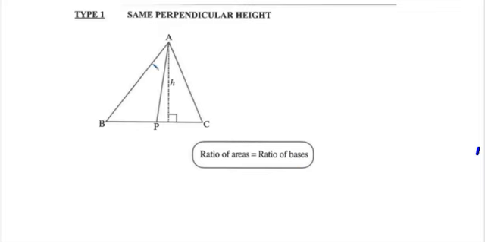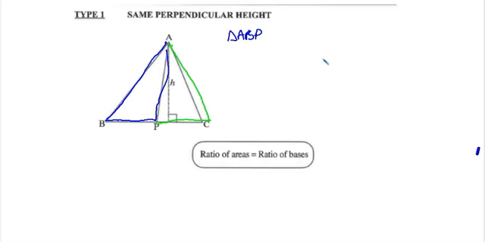In this triangle, we can talk about two triangles. We have triangle ABP. This is triangle ABP here. My line is not that straight, but this is triangle ABP. And we also have triangle ACP. You should notice that these two triangles are sharing the same height. So if the two triangles are sharing the same height, then the ratios of the areas will be equal to the ratios of the bases.